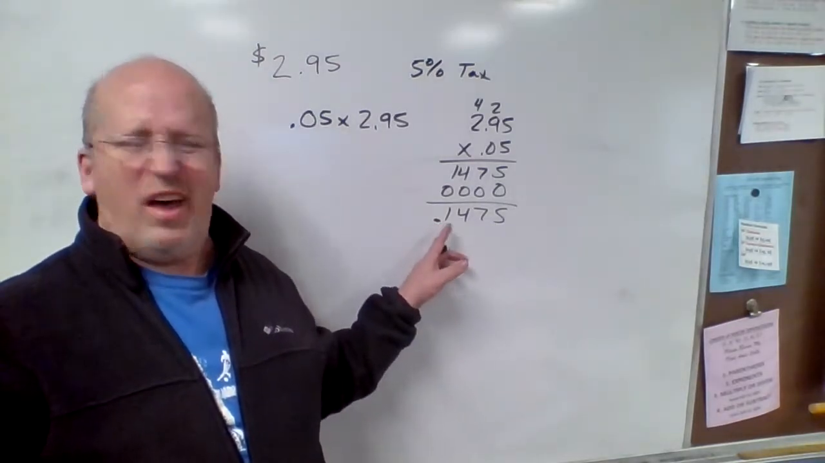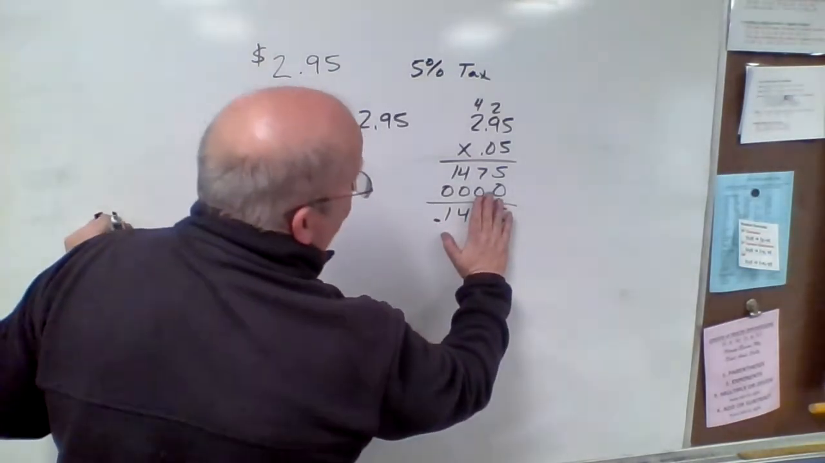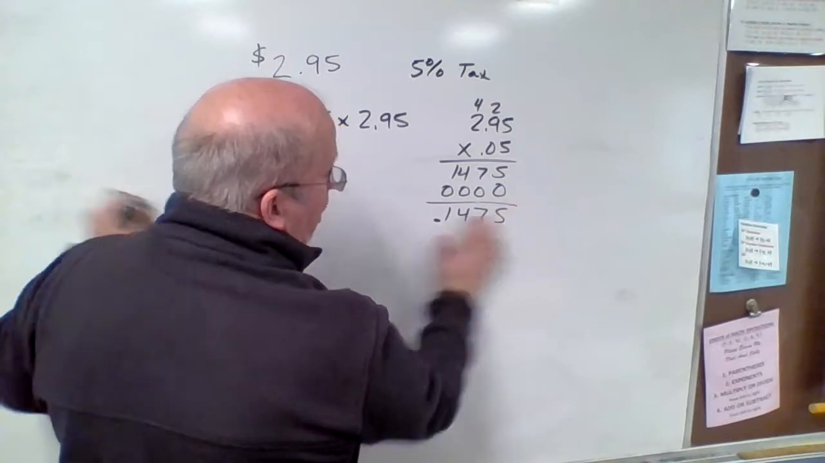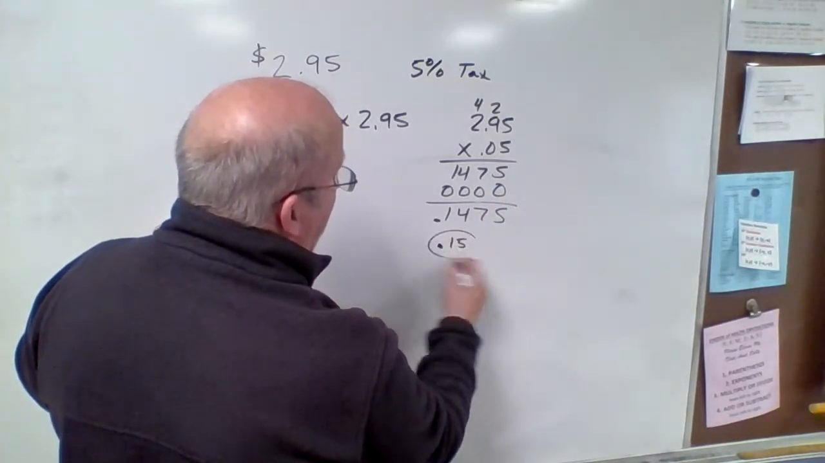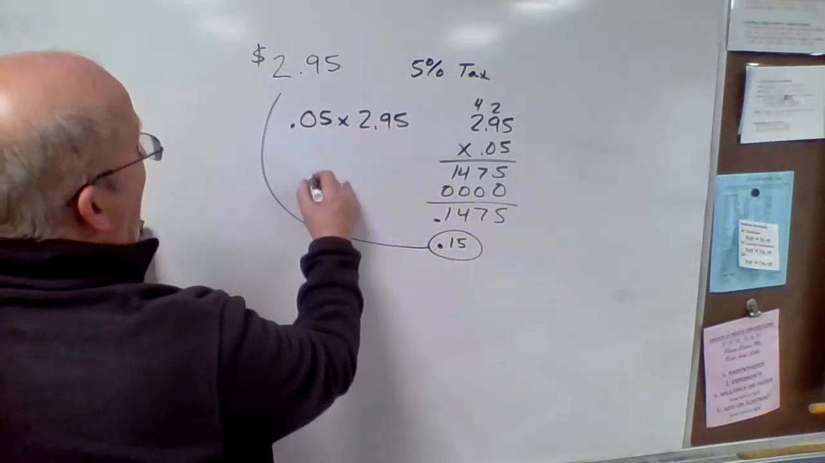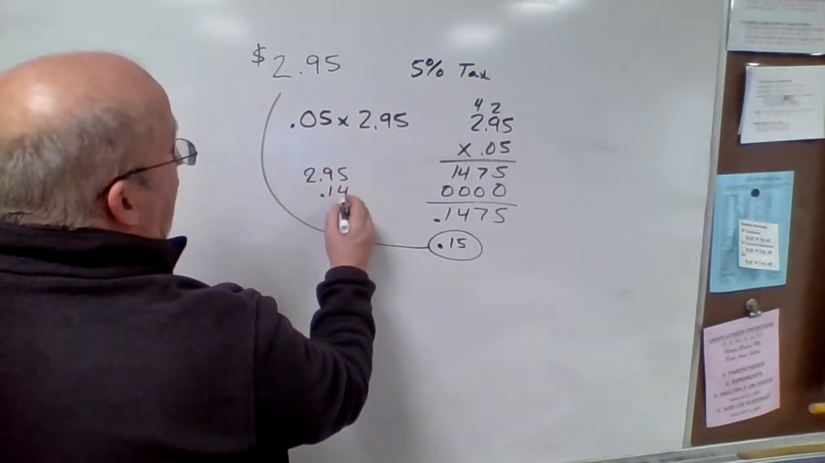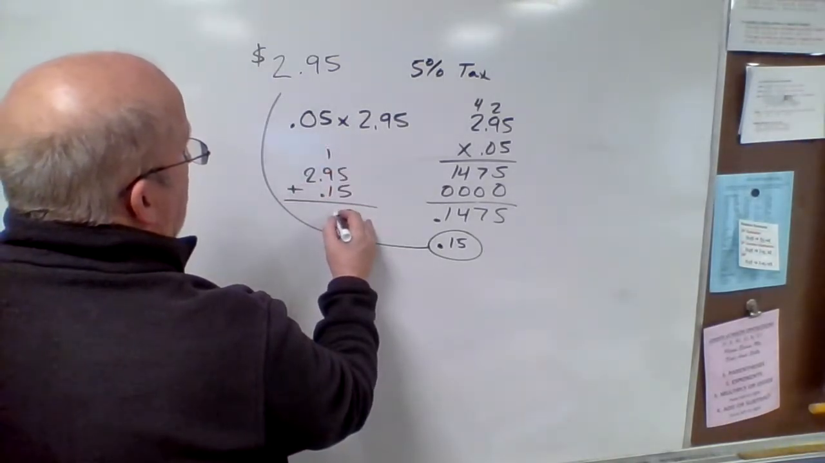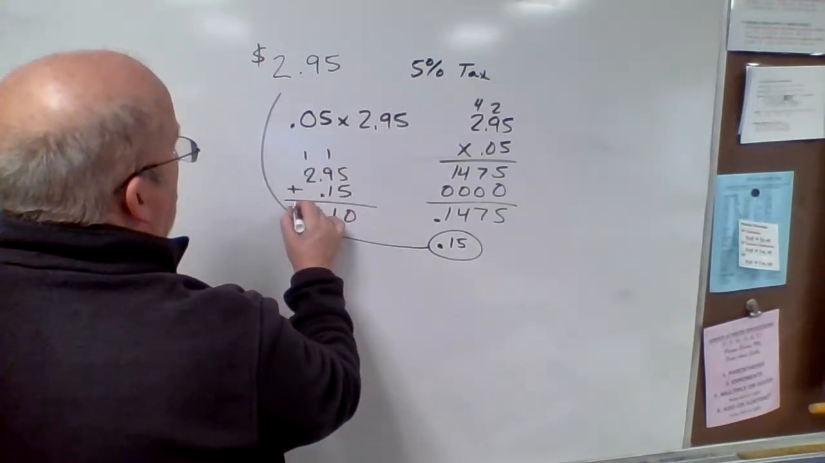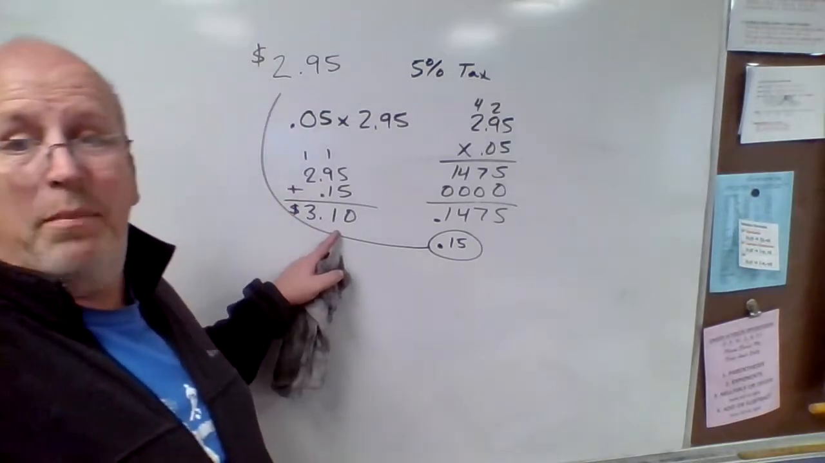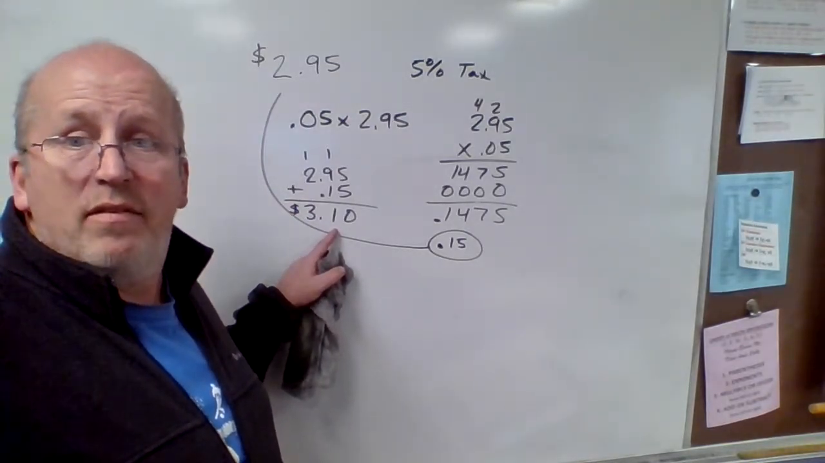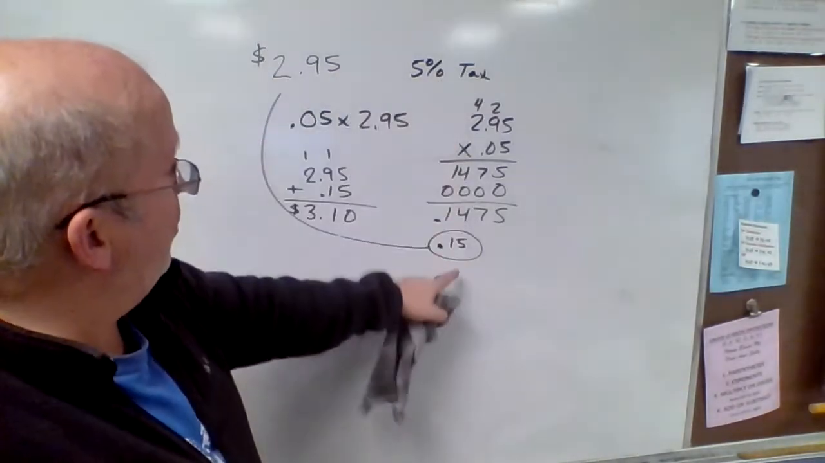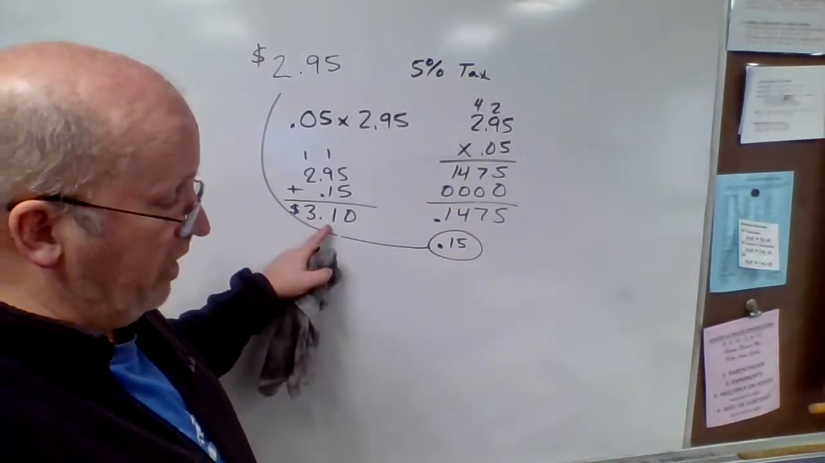What amount of money is that? Well, if we only saw this amount, you'd say it's 14 cents, wouldn't you? But the very next digit is a 7, so we're going to round this up to 15 cents. That 15 cents needs to be added to the $2.95 because remember, the 15 cents is a tax. The total for this particular problem is $3.10. The price of the item is $2.95. The tax is 15 cents, so the total is $3.10.